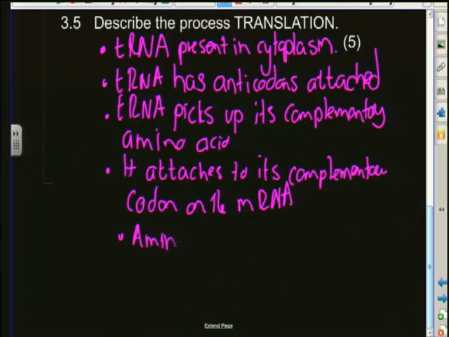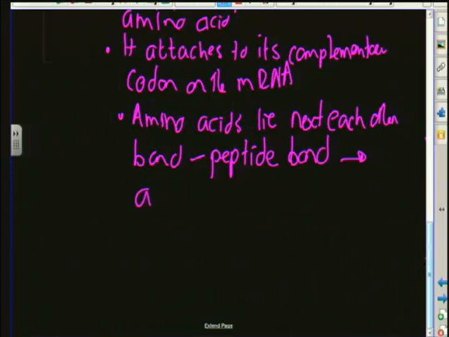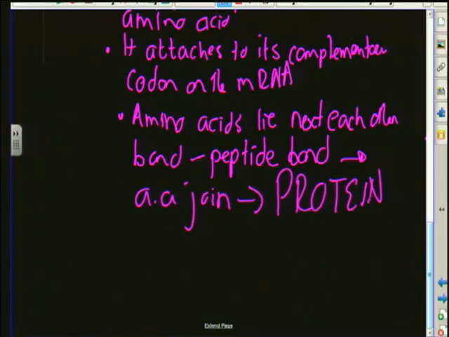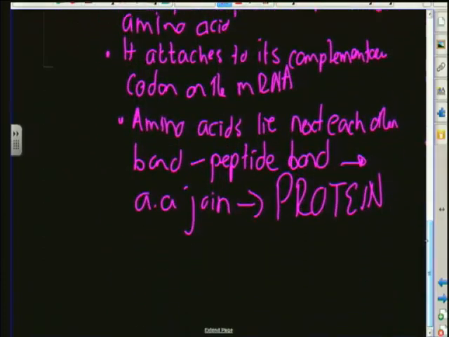The amino acids lie next to each other. Okay? And then they form a bond. Yes, a peptide bond. Right, and when they form a peptide bond, what happens? There we go, the amino acids join. And when we have 50 or more amino acids, what do we have? A protein. What is that? Translation. Okay, translation. 5 marks. I have got 1, 2, 3, 4, 5, almost 6 points.